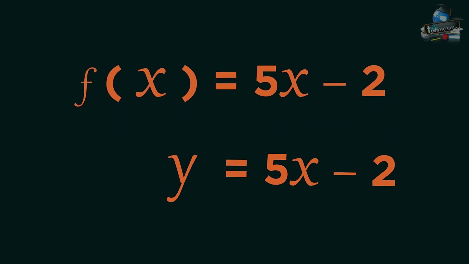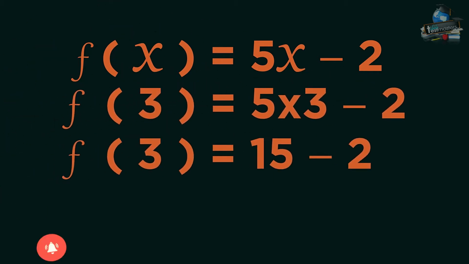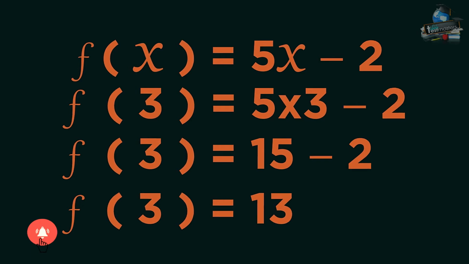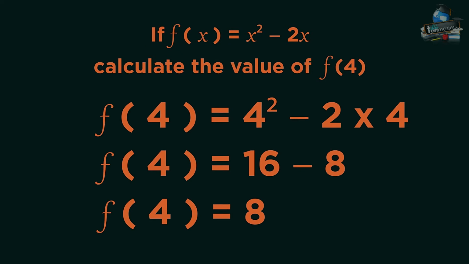If we wanted to calculate the value of f of 3, we just need to replace the x in the function with 3, which we already knew from our input-output machine earlier. So what's the value of f of 4 for this function? Did you get f of 4 equals 8?